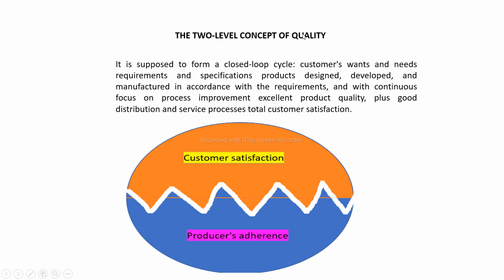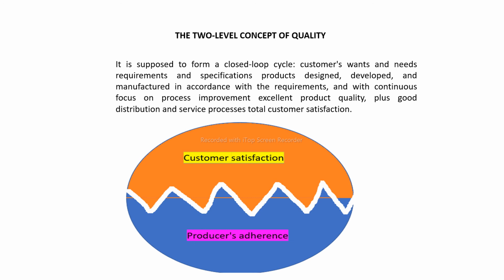We have shown the two-level concept of quality. It is supposed to form a closed loop. As I have shown, at one side these two things make up only one, meaning the loop is completed. The first is the customer's wants and needs, and according to these requirements and specifications the product is designed, developed, and manufactured in accordance with the requirements and with continuous focus on product and process improvement. Excellent product quality plus good distribution and service processes, and then finally we come to total customer satisfaction.